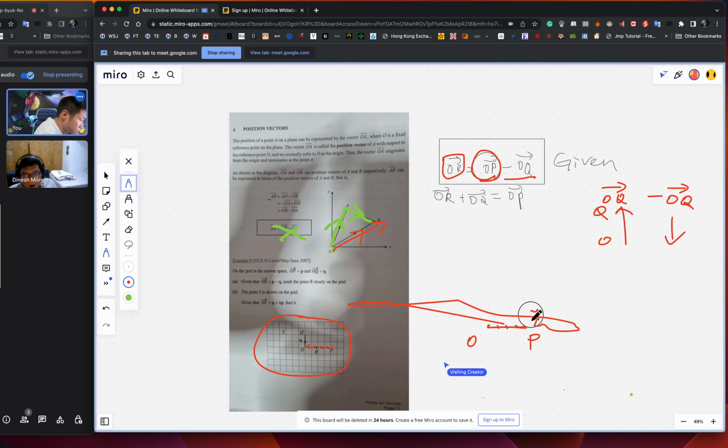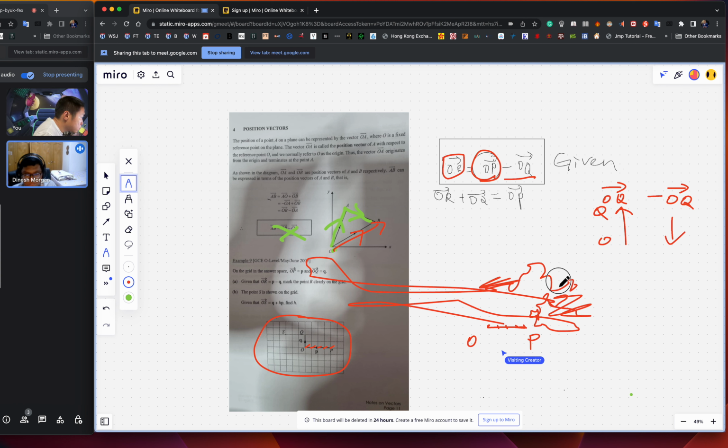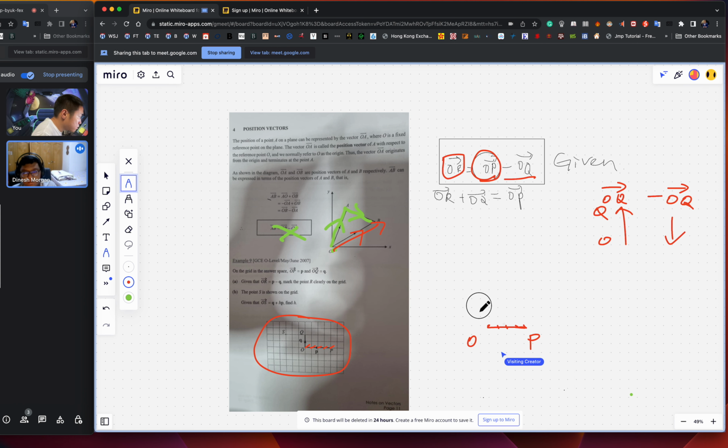Sorry, but the grid is really small for me. Oh, it changes size when you zoom in and out. Never mind. You need to zoom in. There is a plus and minus over there. But never mind. So basically this is your OP, right? Yeah.